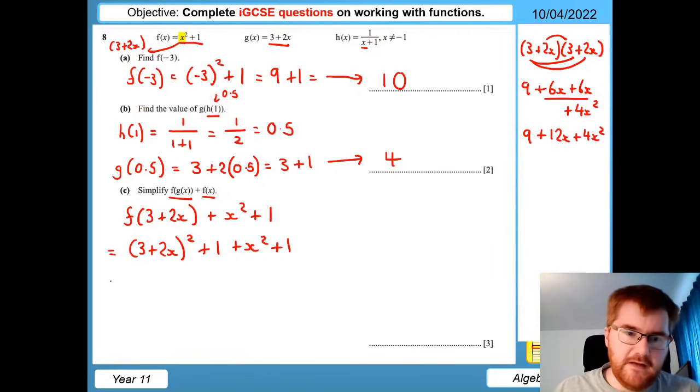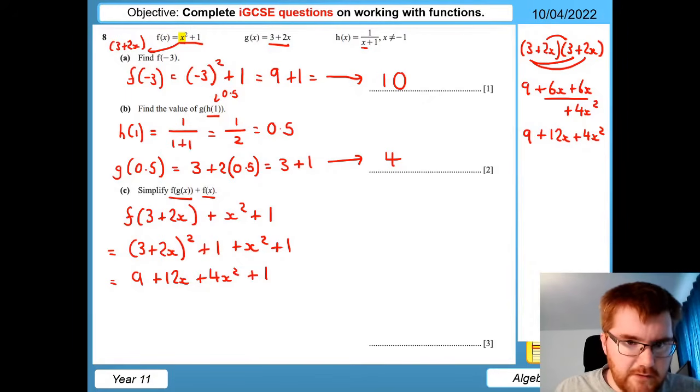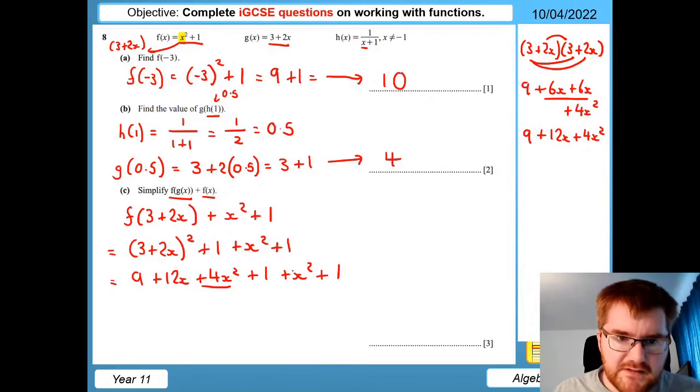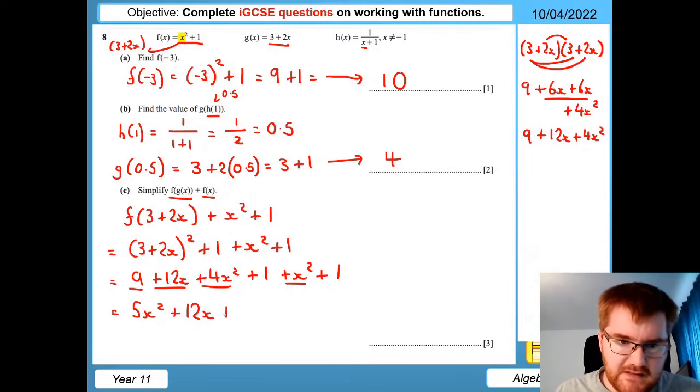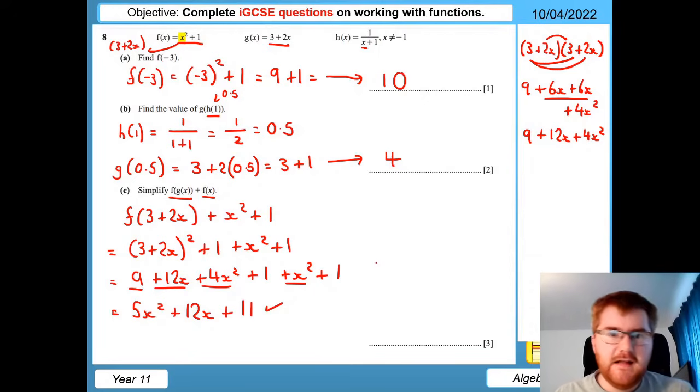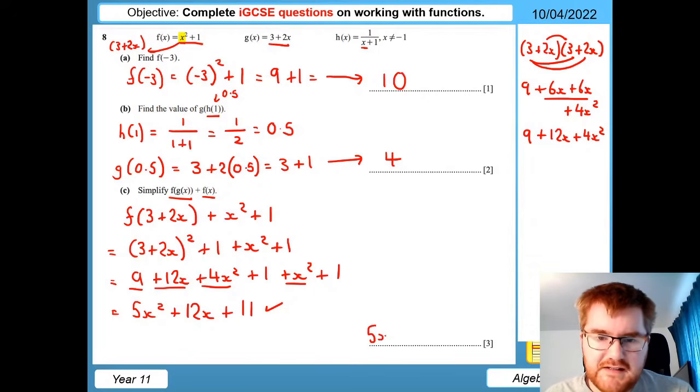Let's pop that back over here. So we get 9 plus 12x plus 4x squared plus 1 plus x squared plus 1. And now if we collect up all the like terms, well, 4x squared plus x squared is 5x squared. And then 12x, just 12x. We have no other x's to collect. And then we've got some numbers. So we've got 9 plus 1 plus 1. That's equal to 11.